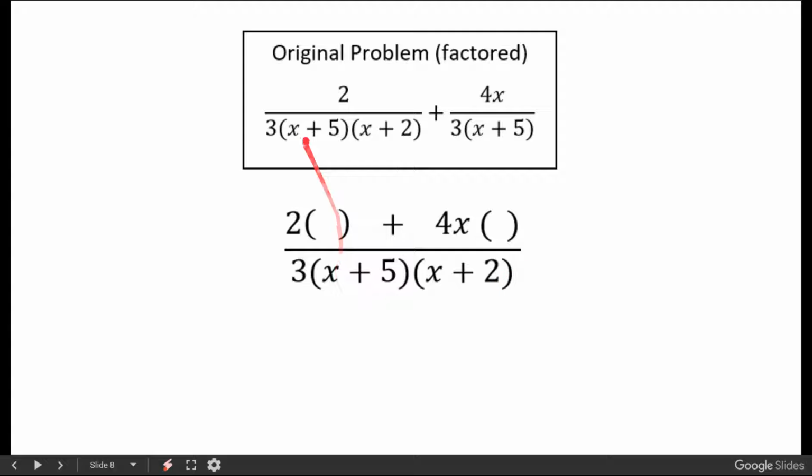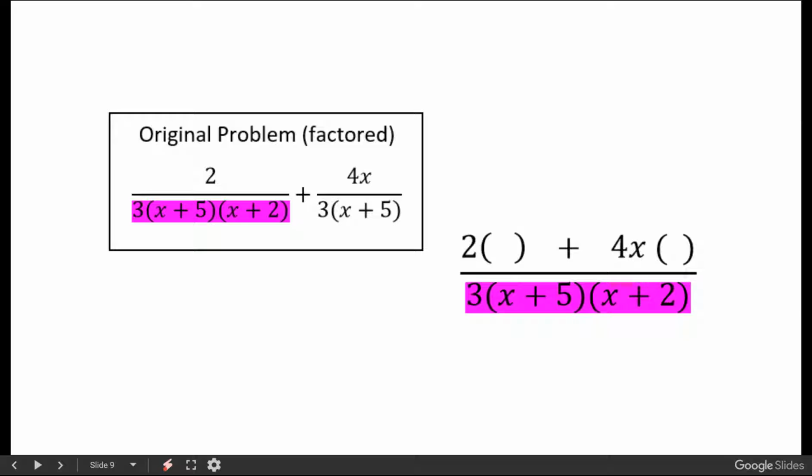So we have to see what goes with the 2 and what goes with the 4x. If you look at the original term, we have 3 times x plus 5 times x plus 2, which exactly matches our new common denominator. So we don't need to bring anything up with the 2, but just as a placeholder, we could put a 1 there.